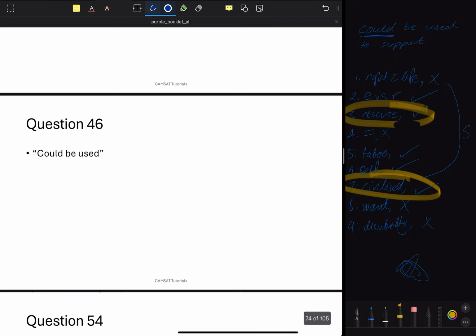Okay, now we're going to get to question 46, finally at the end. And this one is quite easy because all we have to do is count up the ticks. And we have 1, 2, 3, 4, 5 ticks, which means that the answer option is B. Okay, and again, it's could be used. It's not necessarily does it fully support, it's could be used to support this debate. And this is why comment 2, which throws a lot of students, could be used.